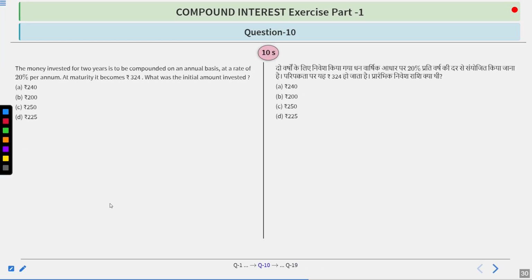Next, the money invested for 2 years is to be compounded on an annual basis at a rate of 20% per annum. At maturity, it becomes rupees 324. What was the initial amount invested? And the options are option A, rupees 240, option B, rupees 200, option C, rupees 250, and option D, rupees 225. These are the options. And I'm giving you 10 seconds to find out the correct answer. After that, I will do the solution for you.